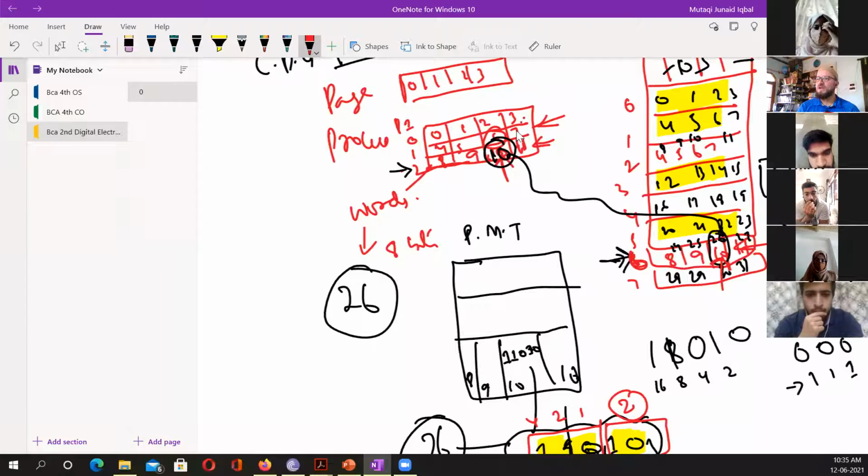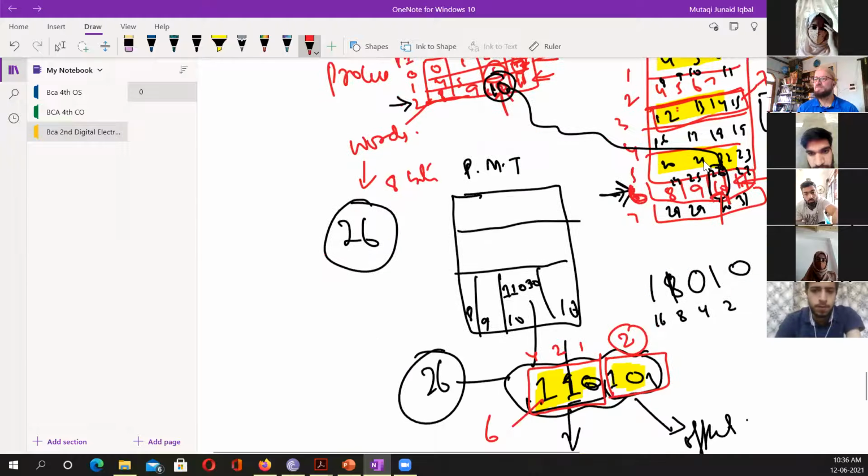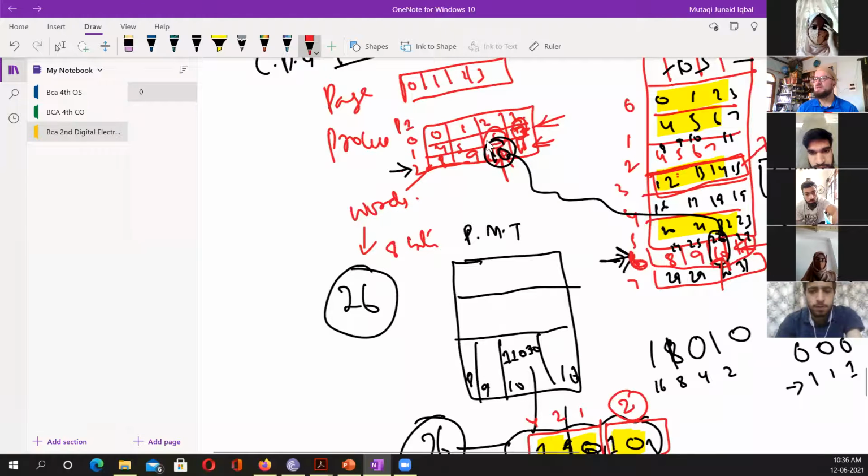Say the CPU wants to access this 7th byte, whatever that data is, and I'm loading it here. So where will 7 be? 4 will be here, on the 12th position. 5 will be on the 13th position, 6 on the 14th position, and 7 will be on the 15th position. So what will be the PMT entry for this? Because it's the second one.